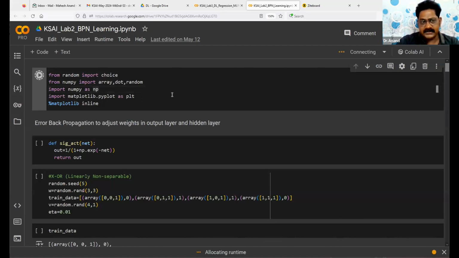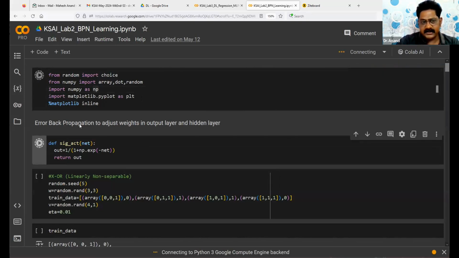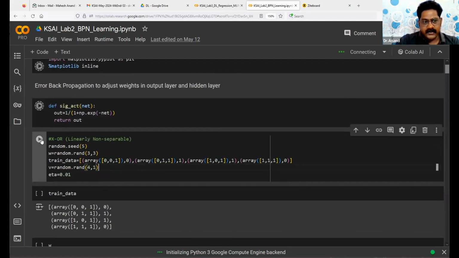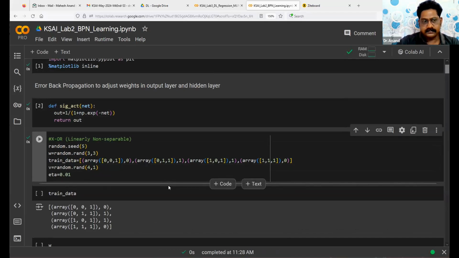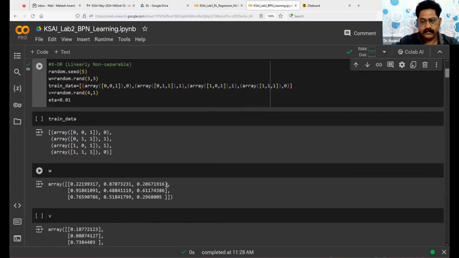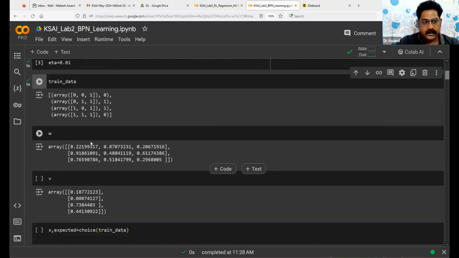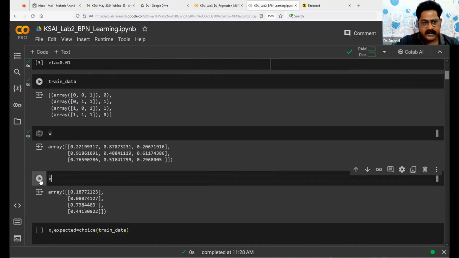So let us load all the necessary libraries. We are going to use the sigmoid activation function. That function is also defined over here. So we are defining the inputs and weights. This is the weight matrix which connects the input to the hidden, and the V matrix which connects the hidden to the output.